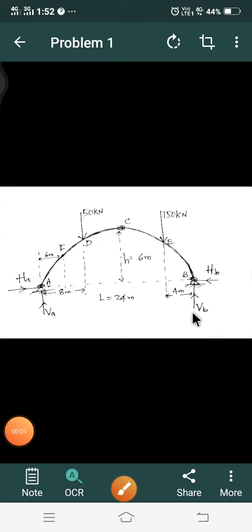Let us solve a problem on a parabolic arch subjected to 2 point loads. As you can see in this diagram, there are 2 point loads. One is 50 kN acting at D, one more is 150 kN acting at E, and there are three hinges. One is at A, one more is at C, and one more is at B.